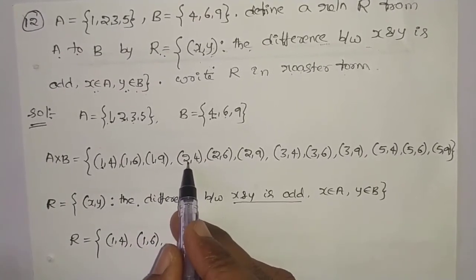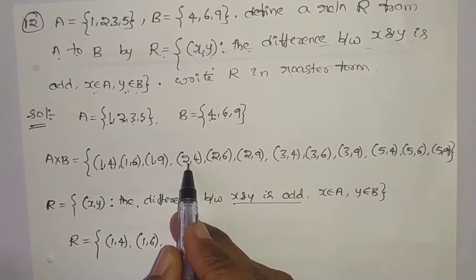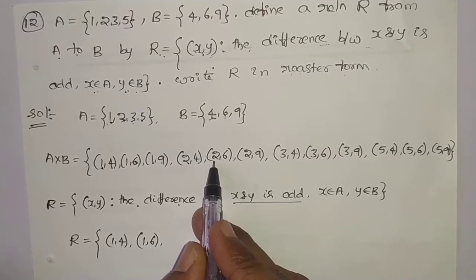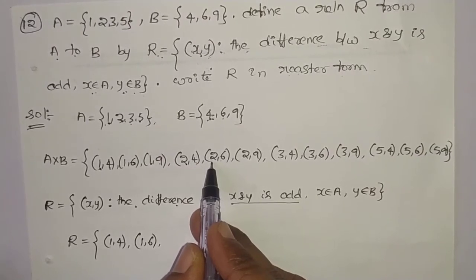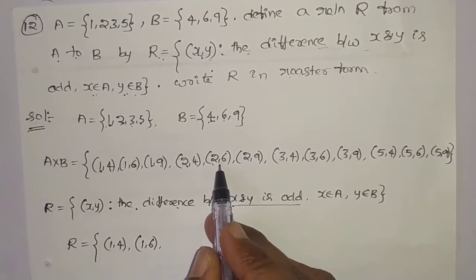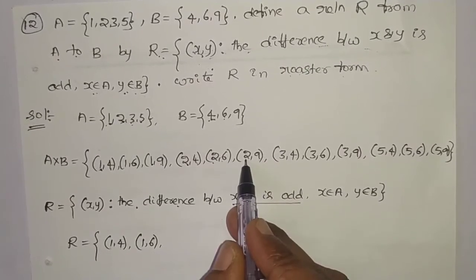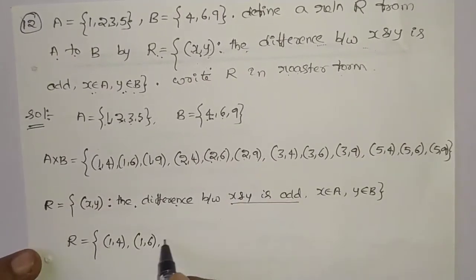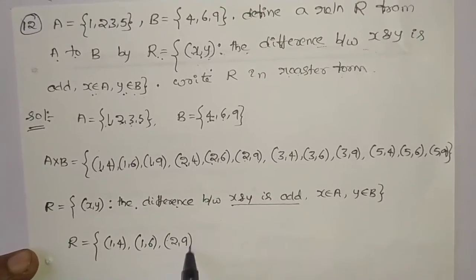Next 2 4. 4 minus 2 is 2. Is 2 even or odd? Even. Next 6 minus 2 is 4. Is 4 even or odd? Even. So that we should not write. 9 minus 2 is what? 7. Is 7 even or odd? Odd. Yes. Then write down 2 9 ordered pair.